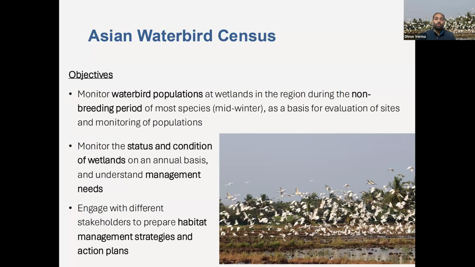Now, the third objective is to engage with different stakeholders. Although by design it's a citizen science program, at times many of our wetlands are protected and have limited access, or access which is regulated. Therefore, we also strive to engage with government counterparts and entities.